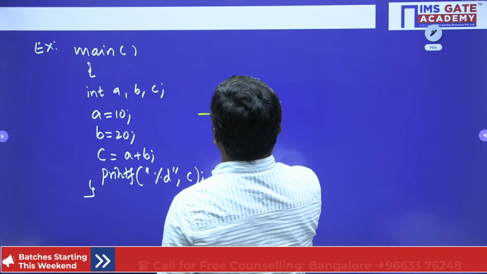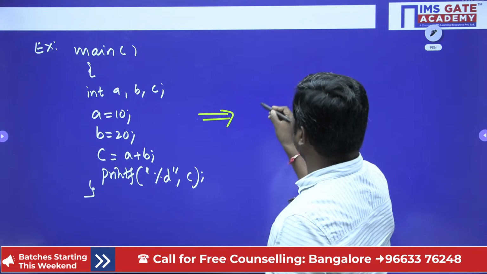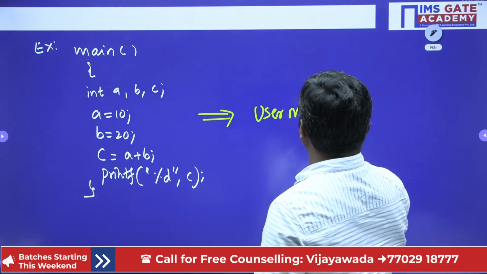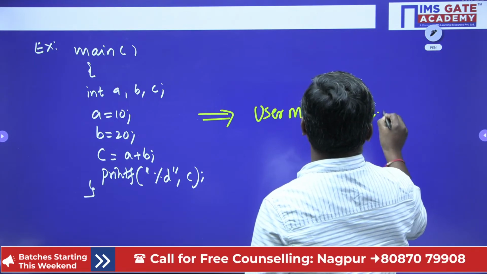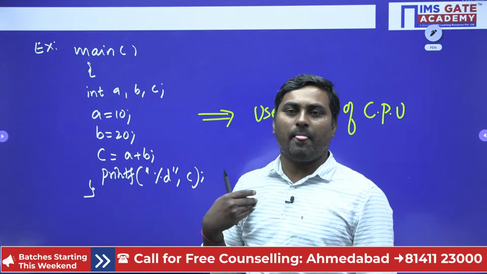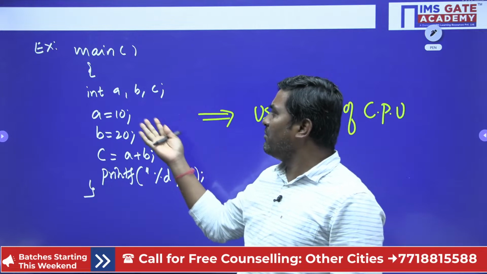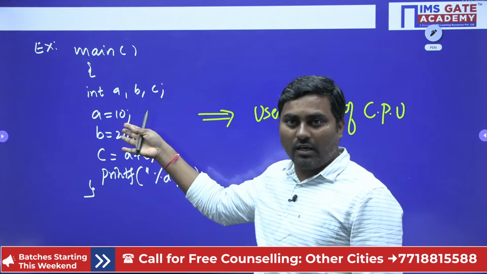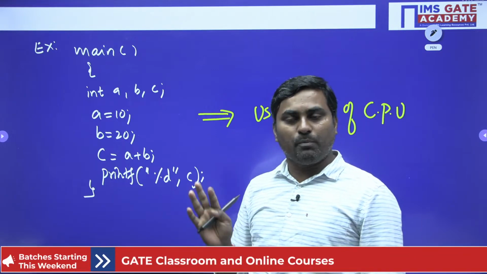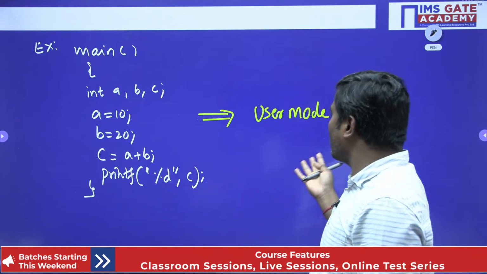Whenever you compile or start execution, please observe, this entire code will run in user mode of the CPU only. So what is user mode? Because this program is written by the user. The program simply takes inputs A, B, already assigned, calculates a plus b, and prints the C value. That's it. This program is written by me, so it should run in user mode only.